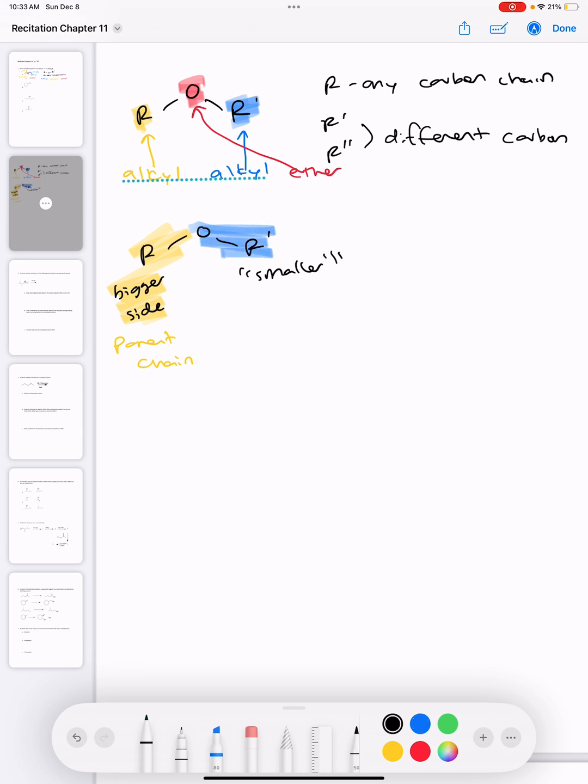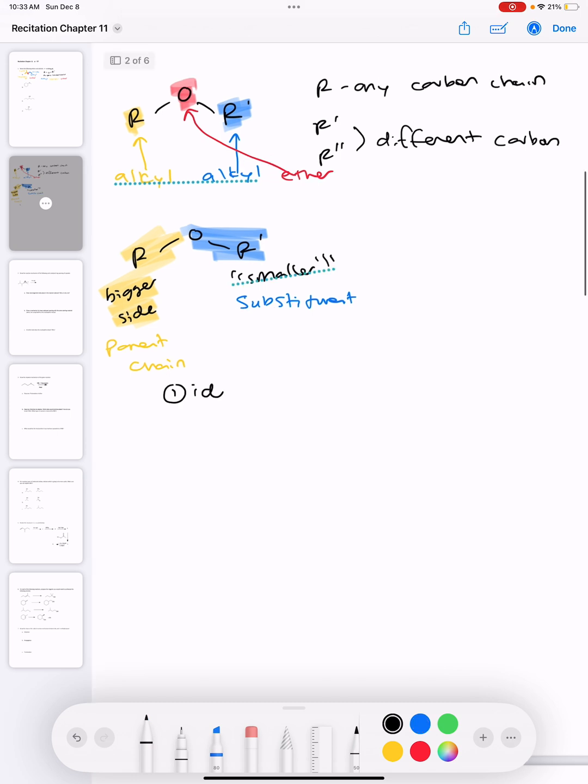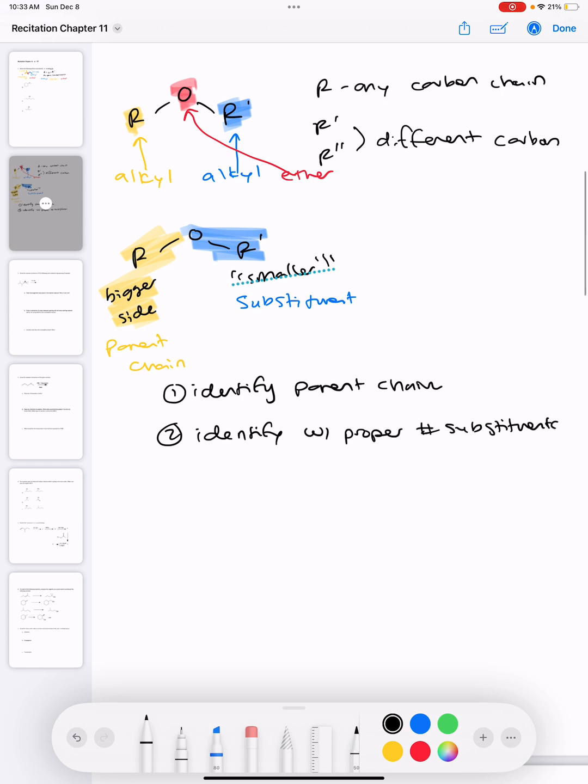So then you just name this like any other chain. So remember when we learned the IUPAC name, we learned our rules: first we identify the parent chain. And then second, we identify with the proper number the substituents. And then third, we combine it all in the proper order. So typically, the parent chain, as long as it doesn't have an alcohol or anything, is going to be an alkane. And then if you have an R group with an oxygen, we already learned this is alkoxy.